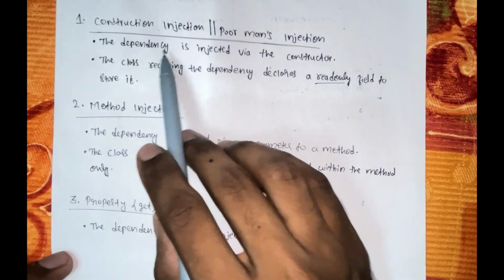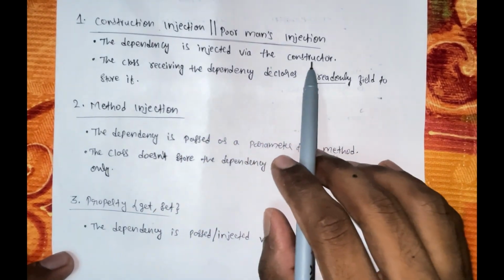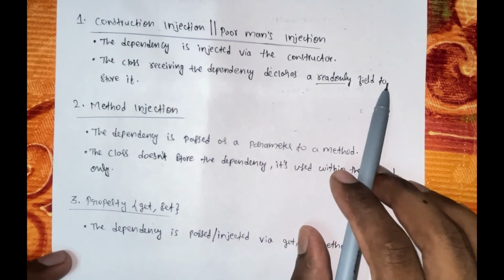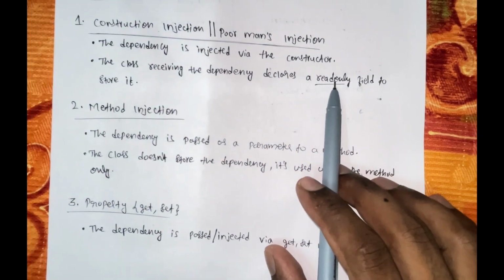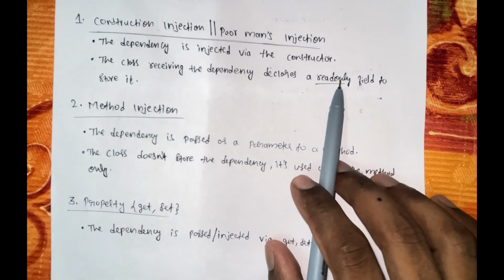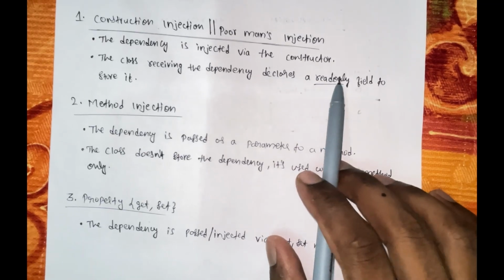Now the dependency object will be injected via the constructor. The class receiving the dependency declares a read-only field. Now this class, that type of object will be read-only. I'll show you when I'm explaining in the example very clearly.